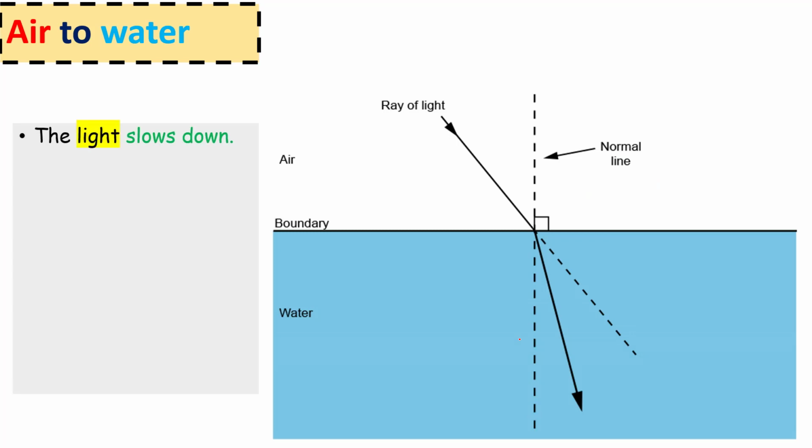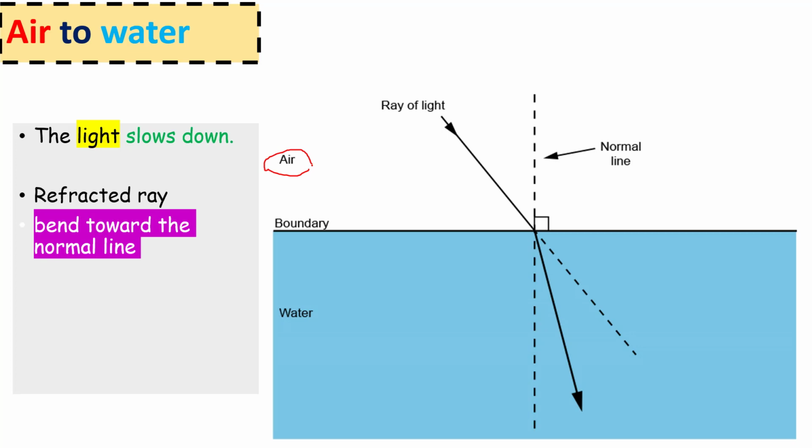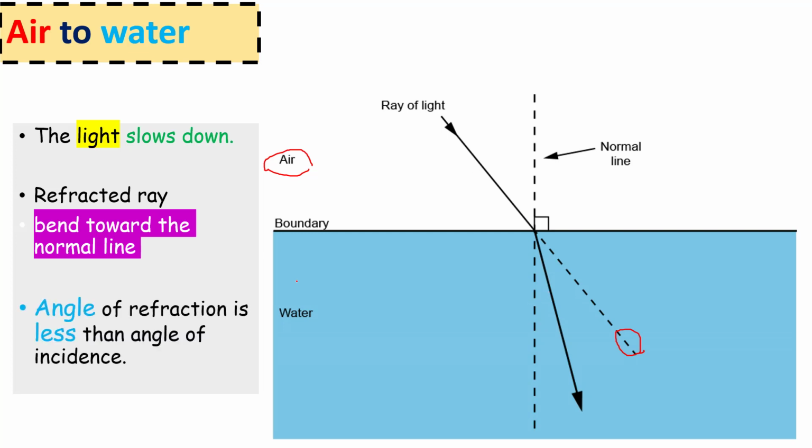See this one, air to water. This one is air to water, right? And the refracted ray bends toward the normal line. See, this one is bent toward the normal line, and the angle of refraction is less than the angle of incidence.